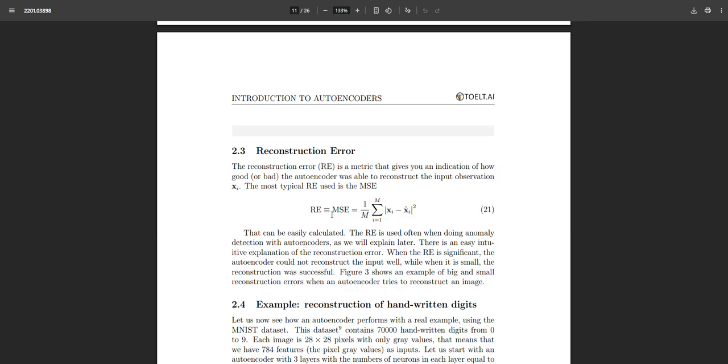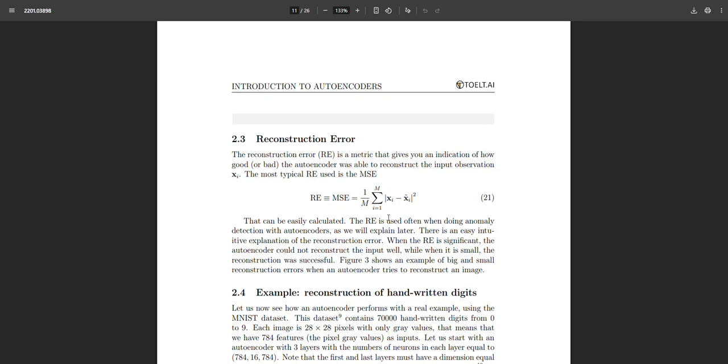The concept is quite intuitive. When the reconstruction error is small, it means that the autoencoder successfully learned a compact representation and was able to reconstruct the input accurately. But when the reconstruction error is significantly large, it means the autoencoder failed to reconstruct the input well. This simple metric is extremely powerful, and we'll see later that the reconstruction error is used often as the fundamental basis for practical applications like anomaly identification with autoencoders.